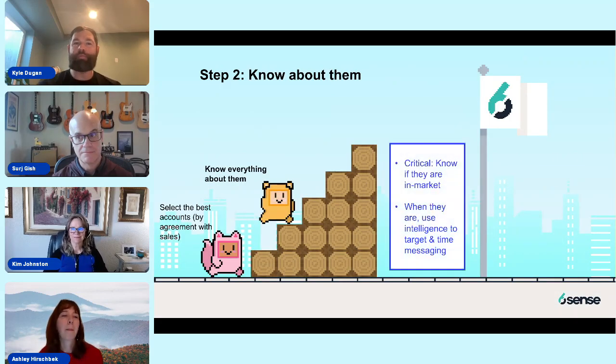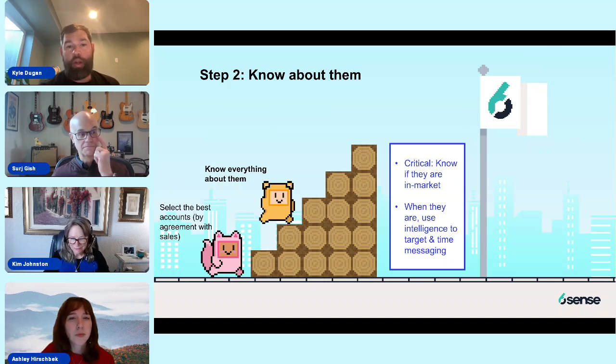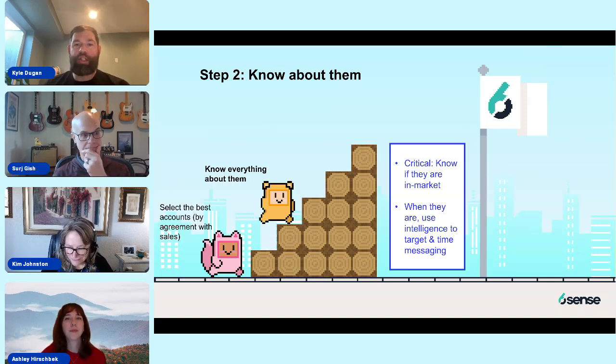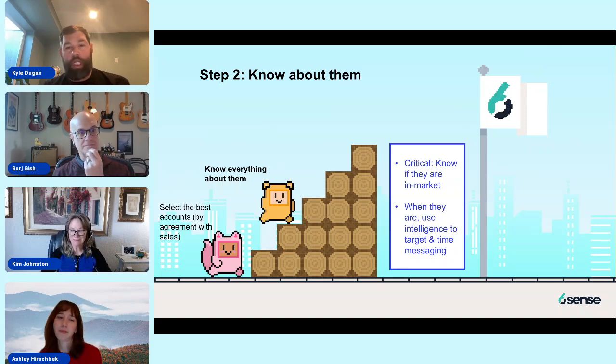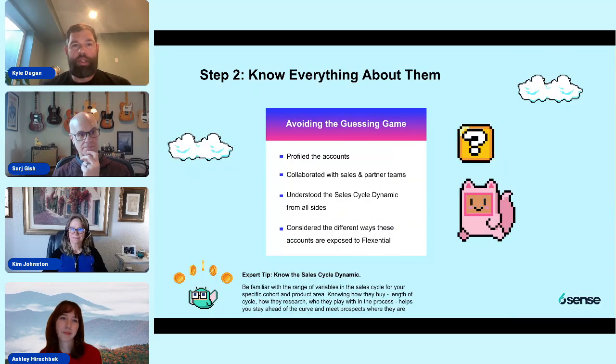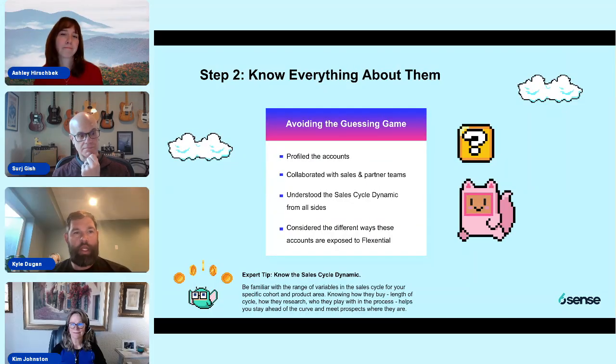All right. So step 2, know about these accounts, right? What do we want to know? We want to know where they are in a buying stage, that in-market stage. We want to know what they use, what kind of messaging resonates, and what they've been researching. And that helps us with our account and campaign execution.